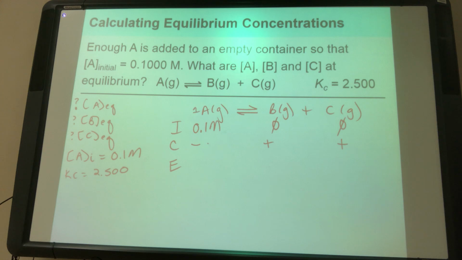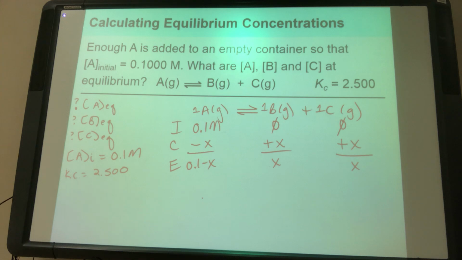There's a 1 here, so it's a 1x. There's a 1 here, it's an x. There's a 1 here, it's 1x. Equilibrium. You see how the setup is the exact same. So once you figure out how to do these, they become really repetitive.